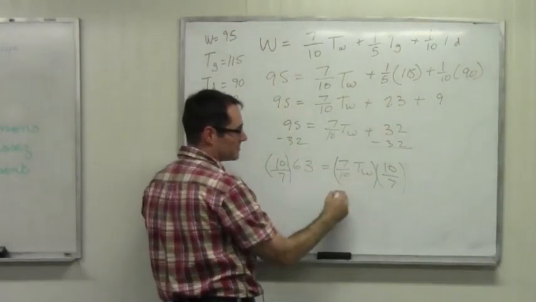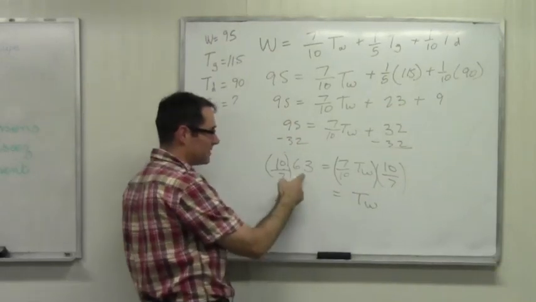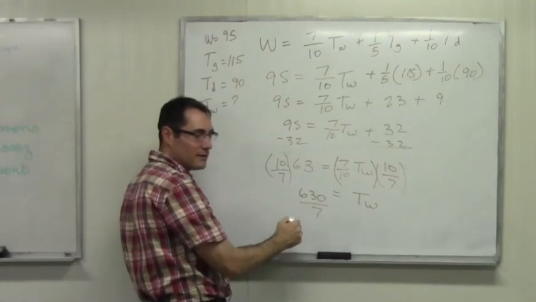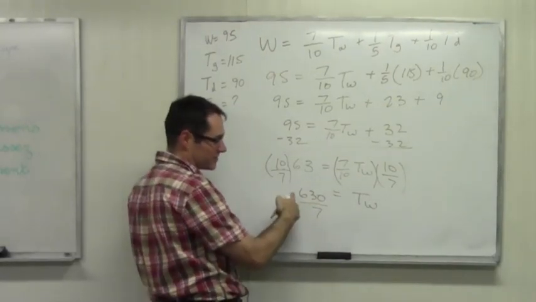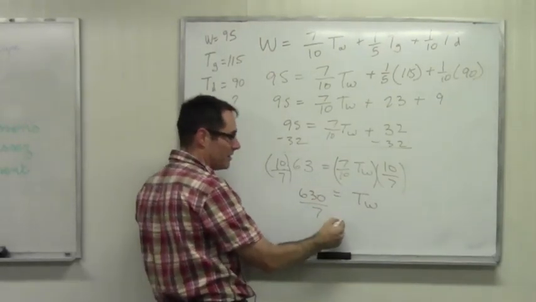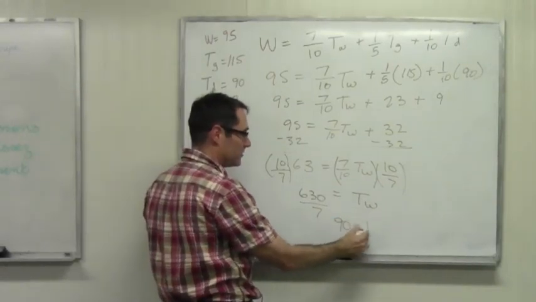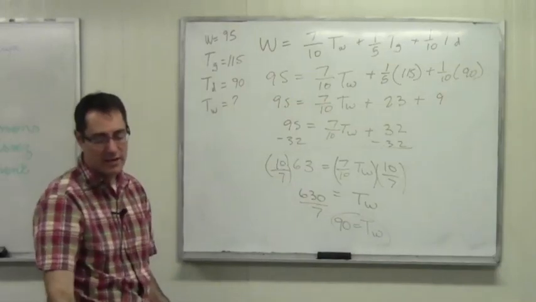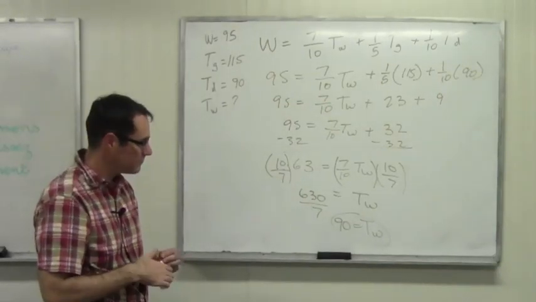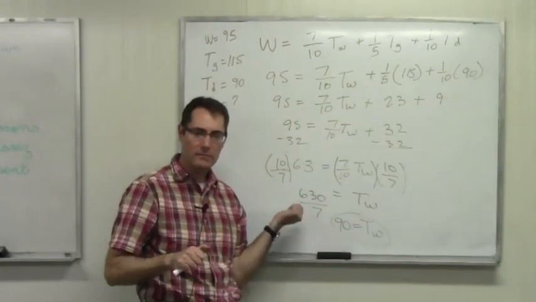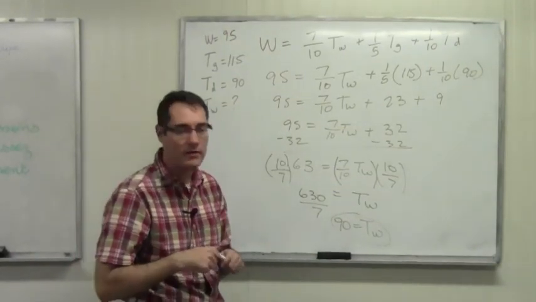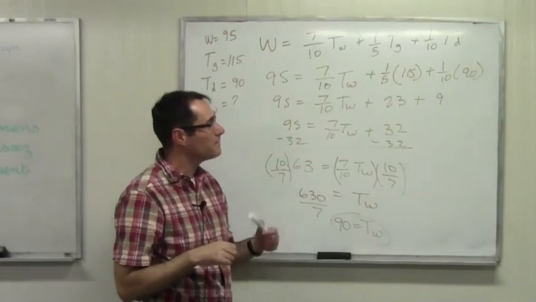Because this becomes just TW. And this becomes 63 times 10, 630 divided by 7. Or you could cancel in the middle if you wanted to. But 630 divided by 7 happens to be 90. 90 equals temperature of the wet bulb. OK? What flag is that? Is 90 or above black? I thought it was 95. It is 90. I think you're right. 90, yeah.